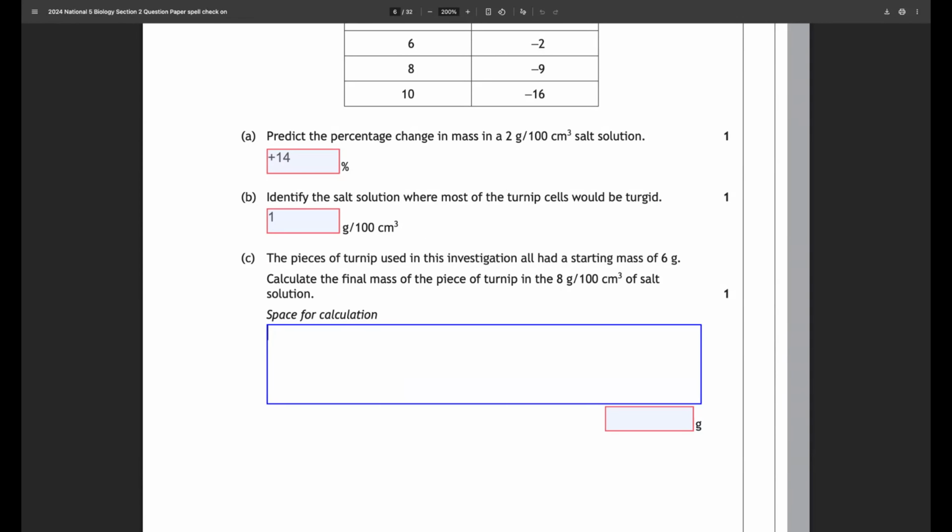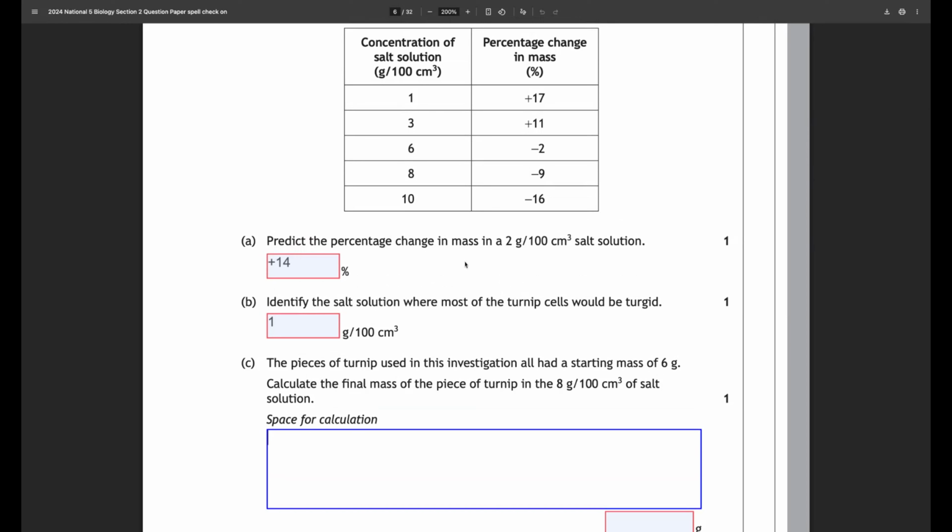Okay, the pieces of turnip used in this investigation all had a starting mass of 6 grams. Calculate the final mass of the piece of turnip in the 8 gram per 100 centimeter cubed concentration of salt solution. If we have a look at this one, we can see that the percentage change in mass is minus 9%. So what they're saying is at the start, it's 6 grams. When it goes into this concentration, it loses 9%. What will be the final mass? We basically need to find out what 9% of 6 is, and then take that 9% away from the original 6 grams.